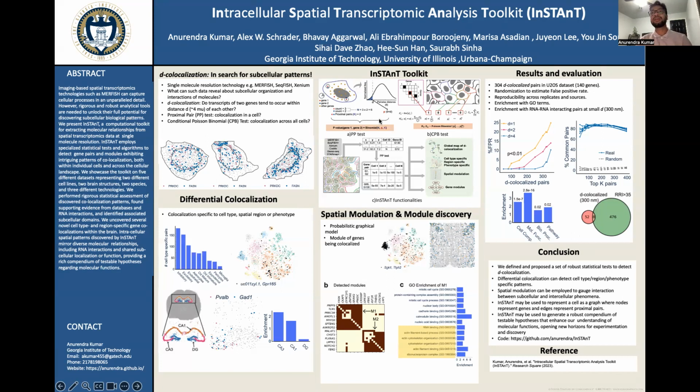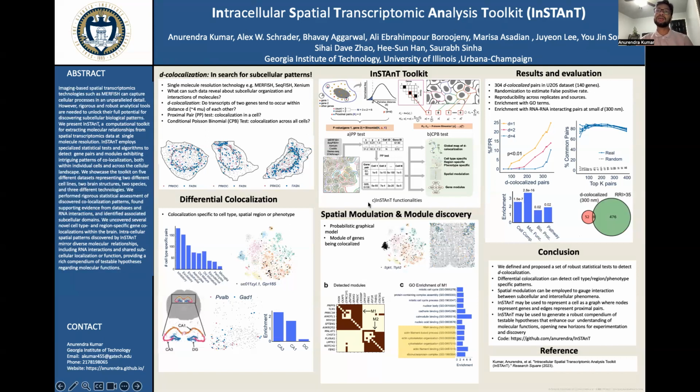Once we have this, we aggregate these results from the PP test across all cells. For example, a gene pair i, j is a proximal pair in this cell. However, it's not a proximal pair in this green cell, and so on. So finally, we count the number of cells in which a gene pair is a proximal pair, and we want to ask if this is significant. So we carefully design a null model that is not biased towards high gene expression or big cell size.